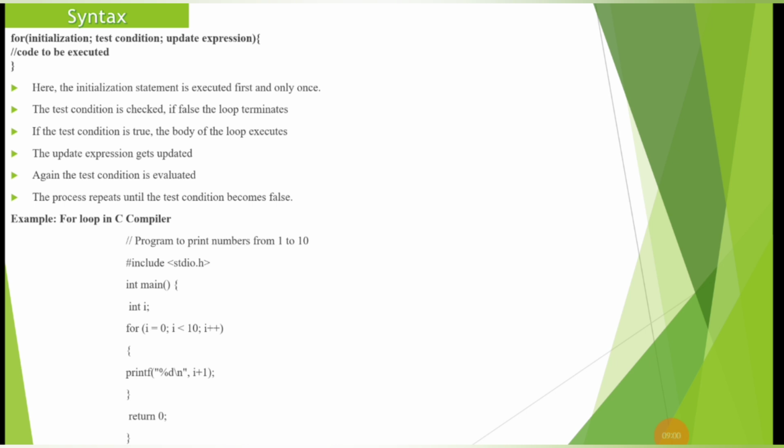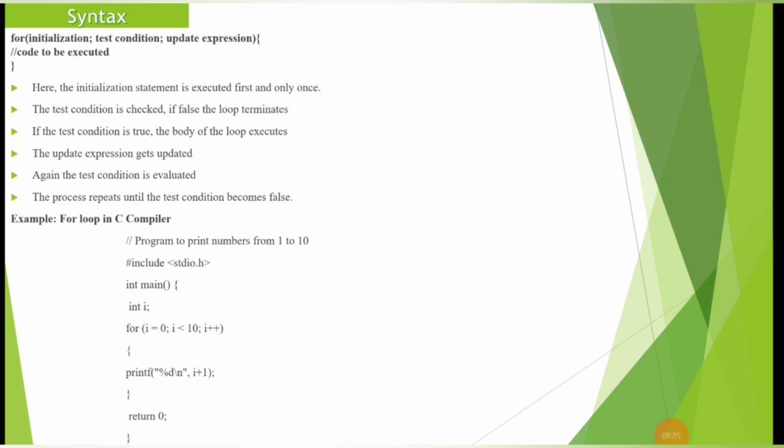So now the I value is 0. So 0 is less than 10, so the condition will be true and it will enter the loop and print the value I plus 1. It means the I value will be incremented and then added by 1. So this loop will continue printing until the condition is false. When the I value is 10, it will check the condition 10 is less than 10. The condition will be false, then it will come out of the loop.